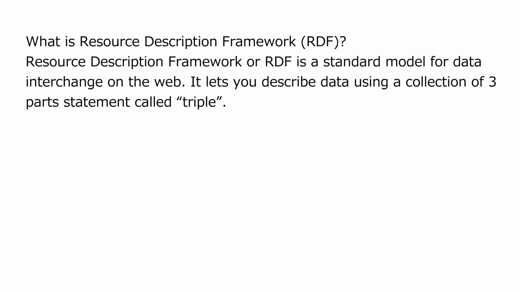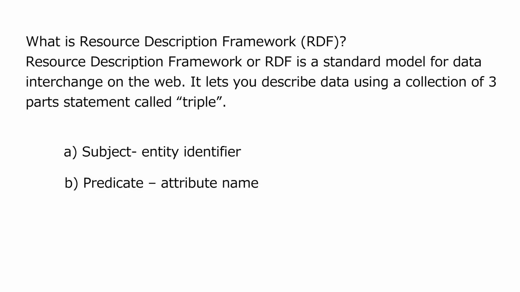It lets you describe data using a collection of three-part statements called triples. A. Subject, entity identifier. B. Predicate, attribute name. C. Object, attribute value. The subject and predicate are represented using Uniform Resource Identifiers (URIs). A URI is a sequence of characters that identifies a logical or physical resource used by web technology.